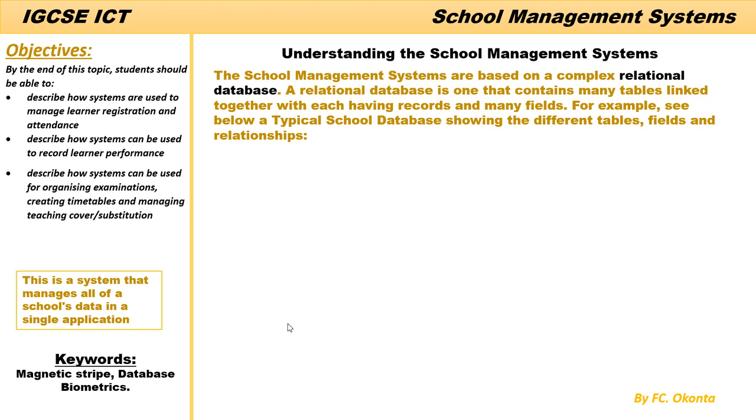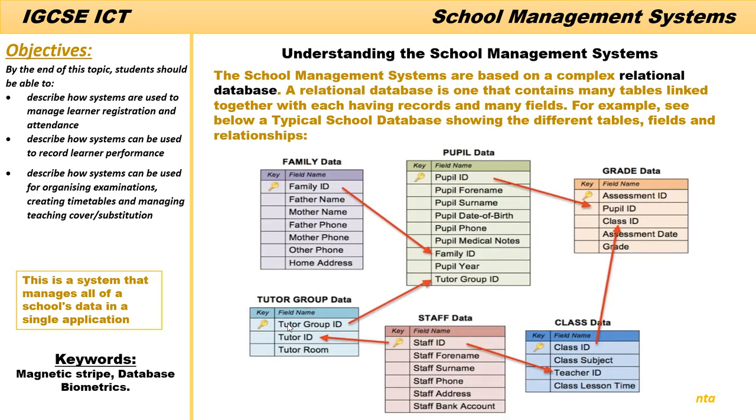But for now, a relational database, which the school management system makes use of, is a database that contains multiple tables linked together. So for instance, look at this. If you look at these tables, we have 1, 2, 3, 4, 5, 6 tables here. Now you see that all of them are linked together.